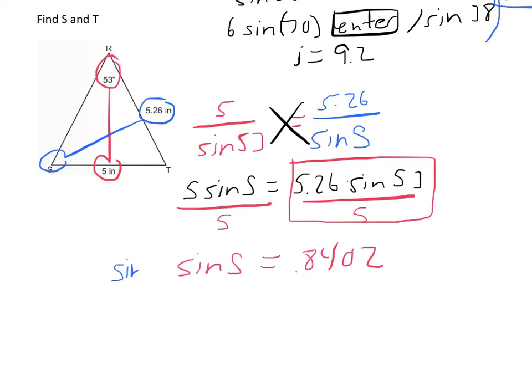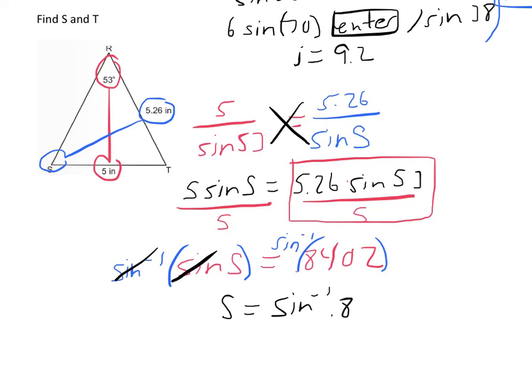Well, we do the inverse trig function that we're using, which means our sines will cancel. You're left with S equal to, and you have to basically take the inverse sine of 0.8402. And in doing so, we should get, if we round to the nearest degree, 57 degrees.